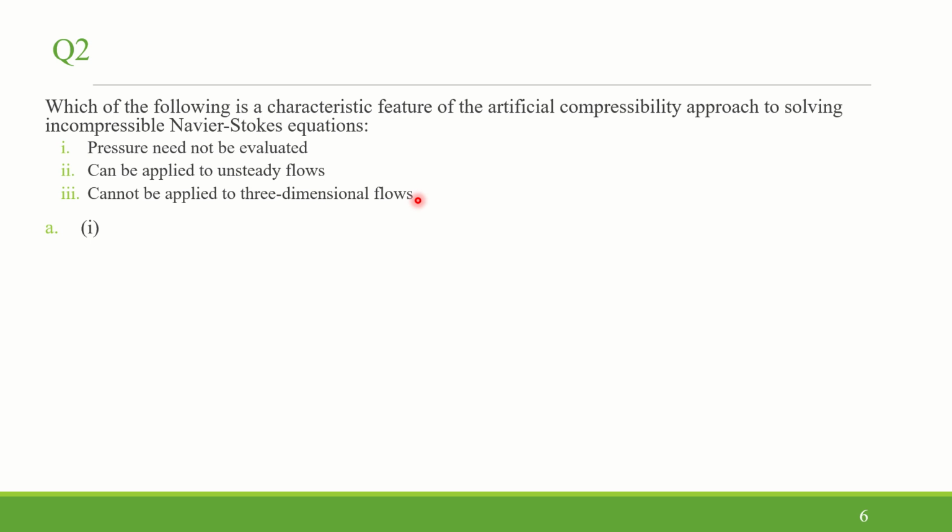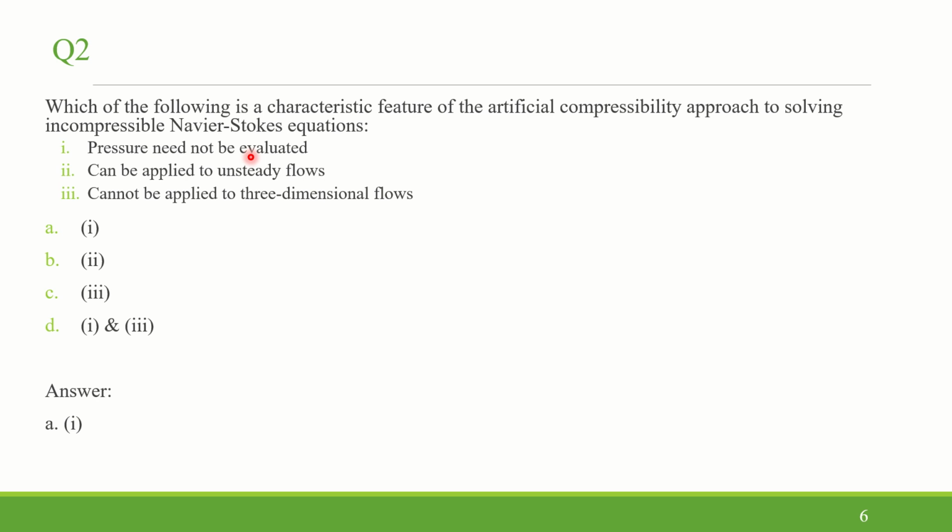So we will look at the options first. Option A 1, option B 2, option C 3, option D 1 and 3. So now we know that only the first statement is the right statement, the second and third are false. So option A is the right answer. That is option A, 1 is the right answer. So answer is option A, that is 1. That is, we need not evaluate for the pressure when we are using the artificial compressibility approach to solve for the incompressible Navier-Stokes equations.